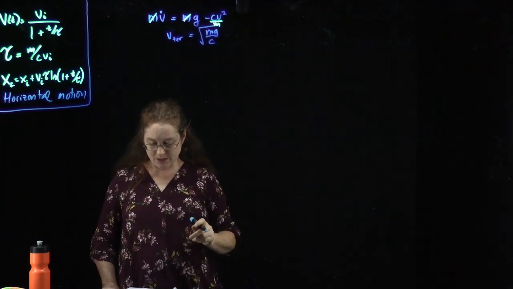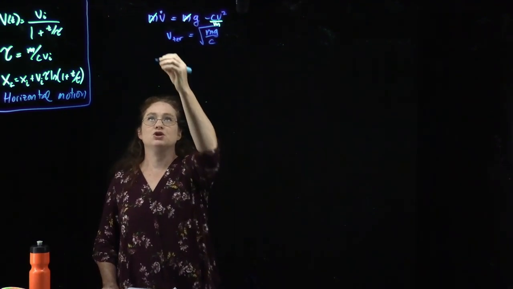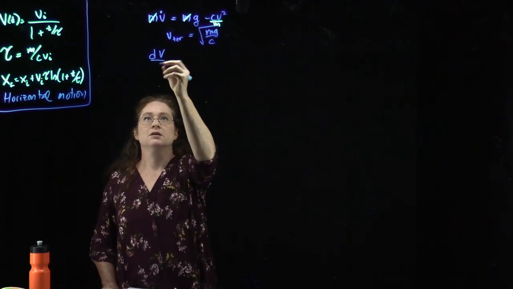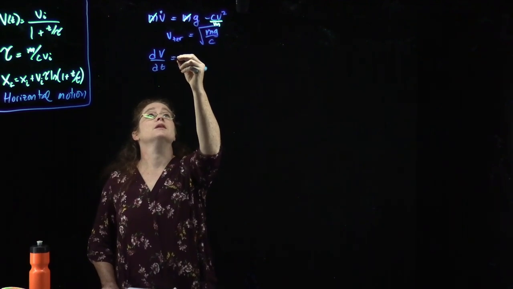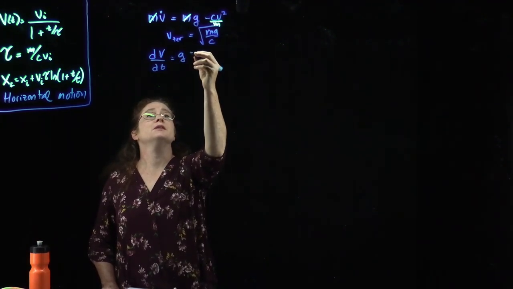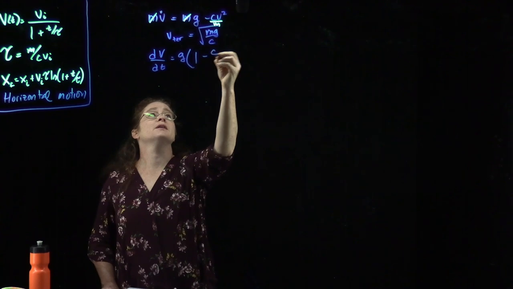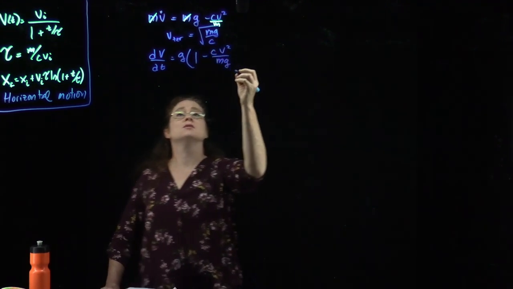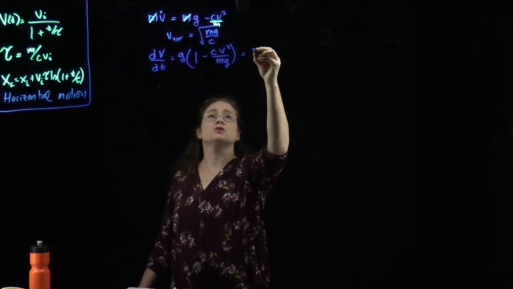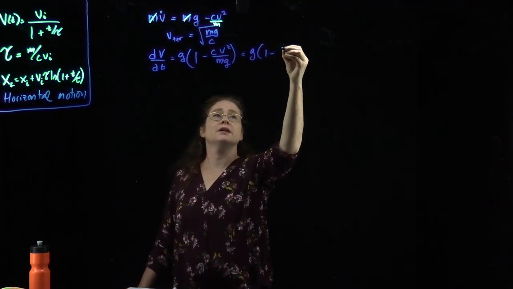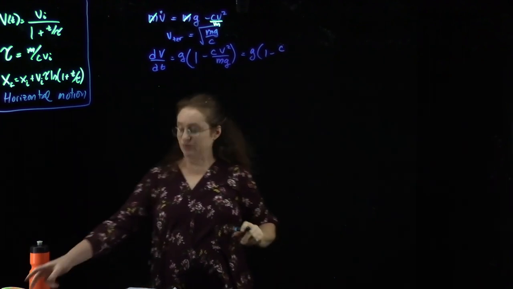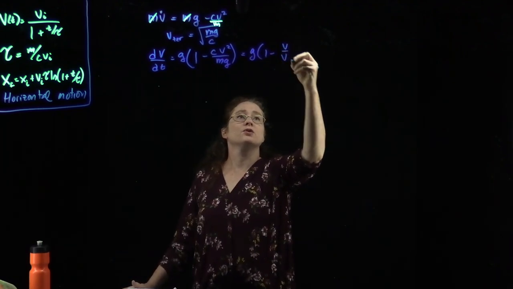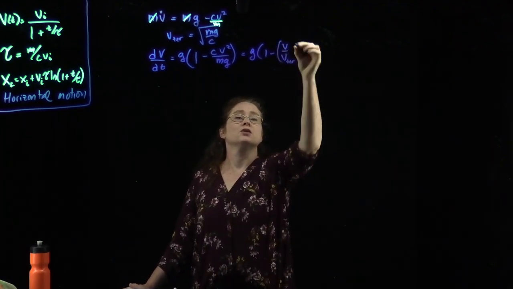And when I do that, and then I'm going to pull out a g. So I'm going to write dv dt is equal to g times 1 minus cv squared over mg, which is equal to g times 1 minus c, minus v over v ter squared.